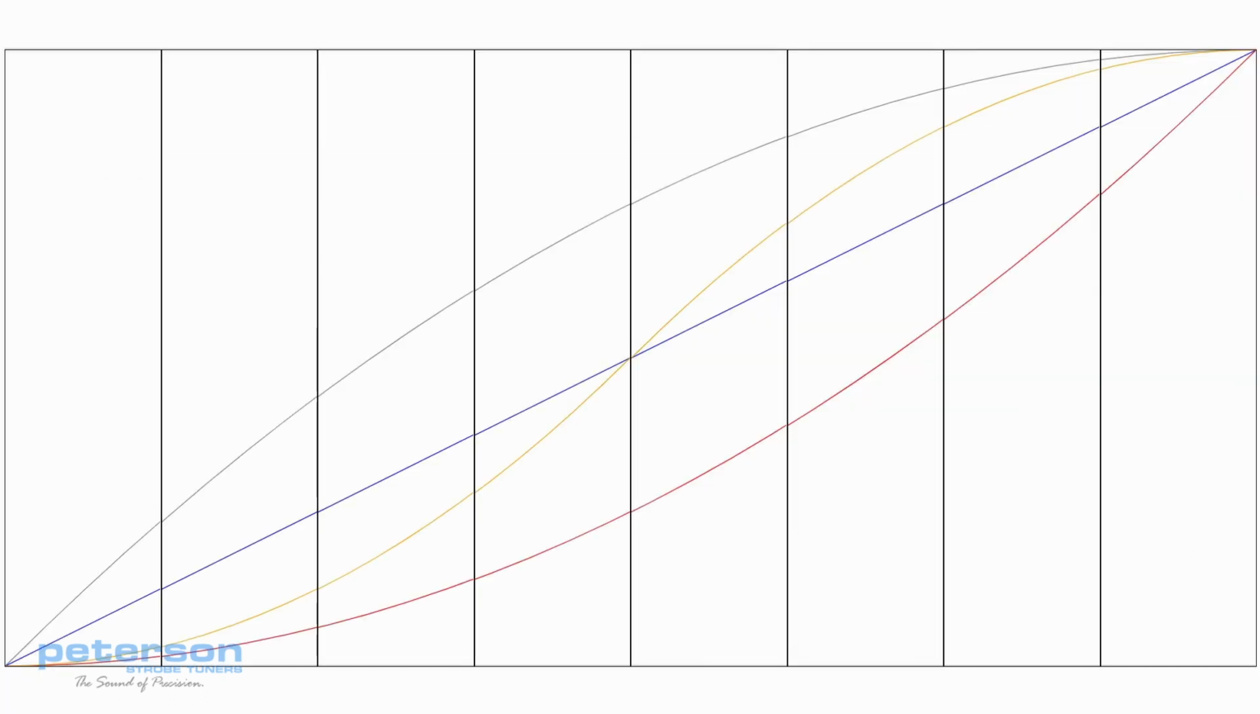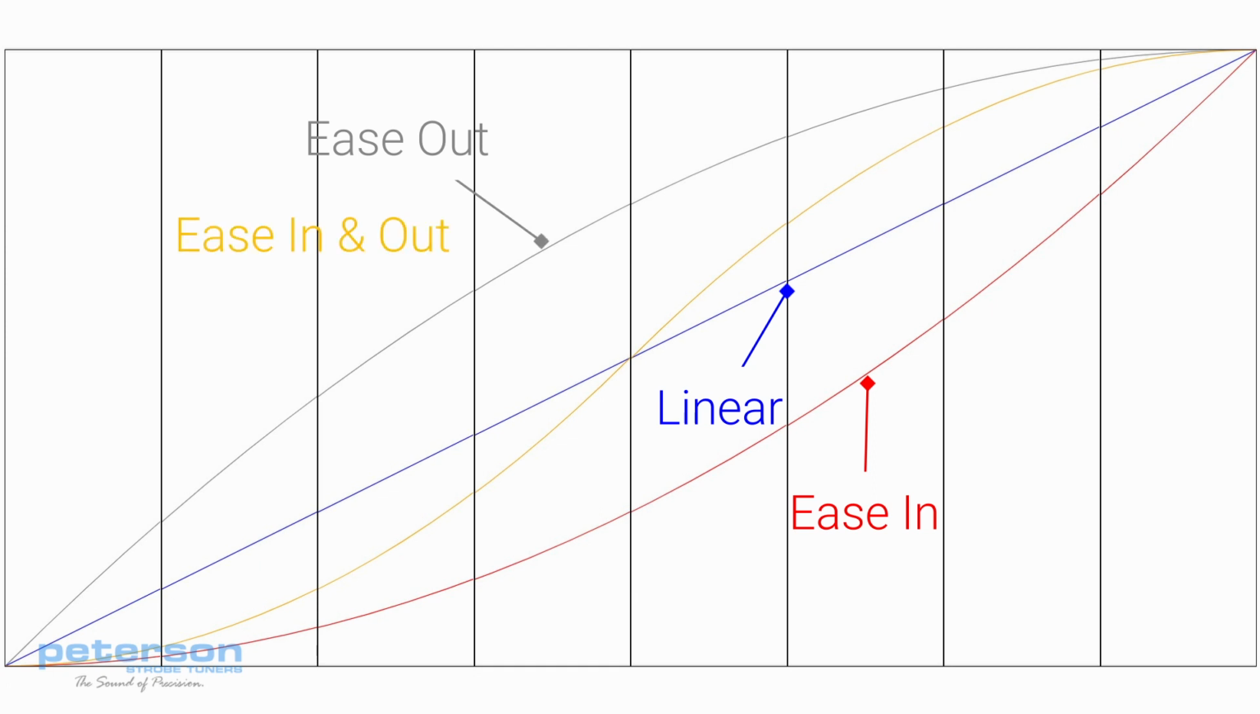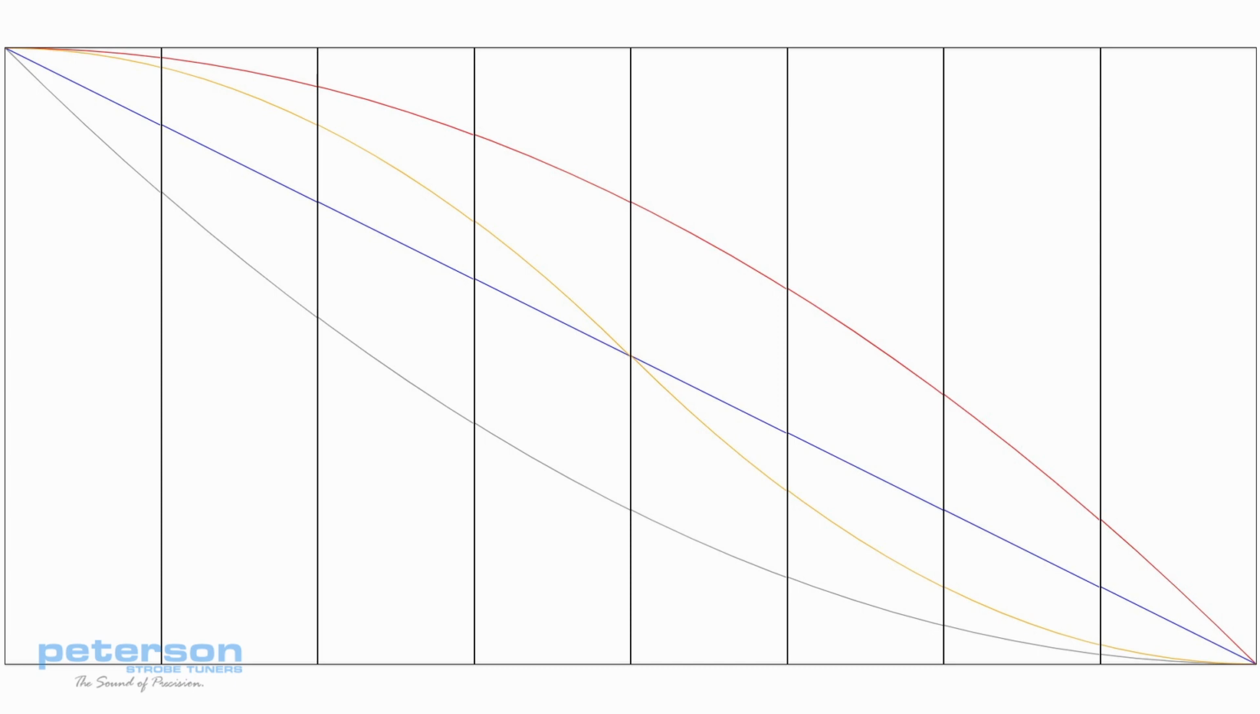Shown here is a graph of the curves across a given time space. In this orientation, the graph shows curves for an accelerando. The blue line represents the linear tempo curve, red represents ease in, gray represents ease out, and yellow represents ease in and out. Flipping the graph vertically shows curves for a Ritardando.